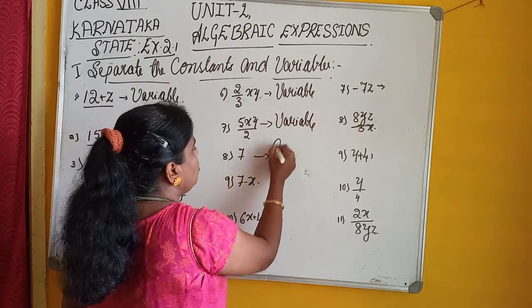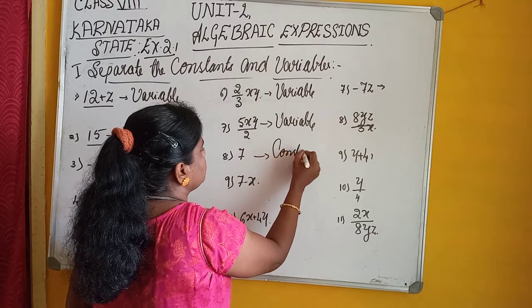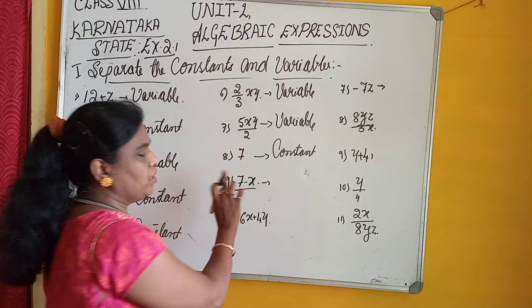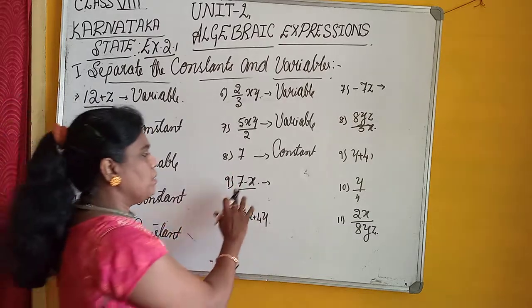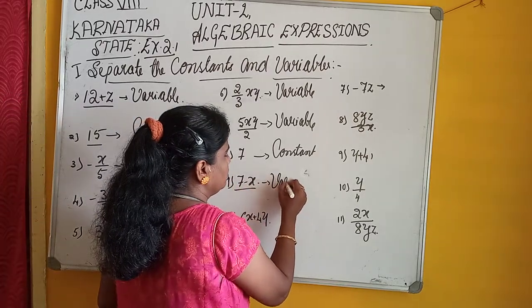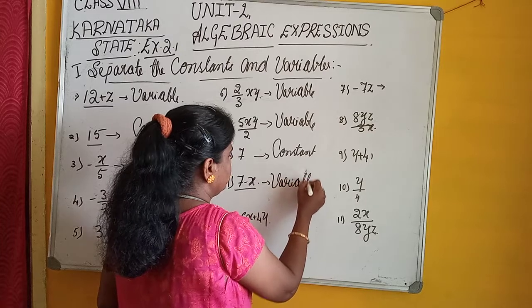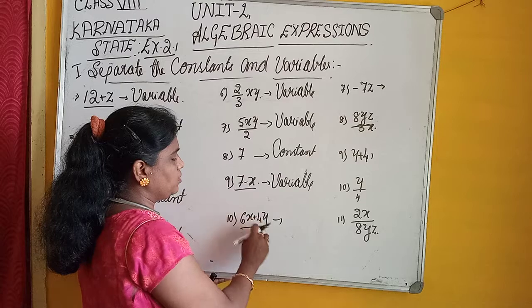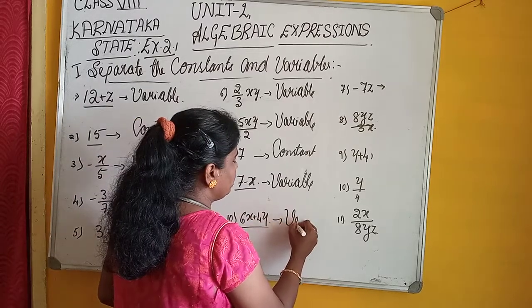Here, 7 is constant. And here, 7 minus x is a combination of a variable and a constant. Therefore, it is a variable. And here, it's a combination of the variable and a constant, 6x plus 4y. Therefore, it is also a variable.